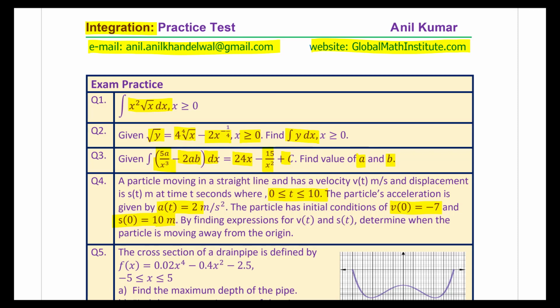By finding expressions for v of t and s of t, determine when the particle is moving away from the origin.